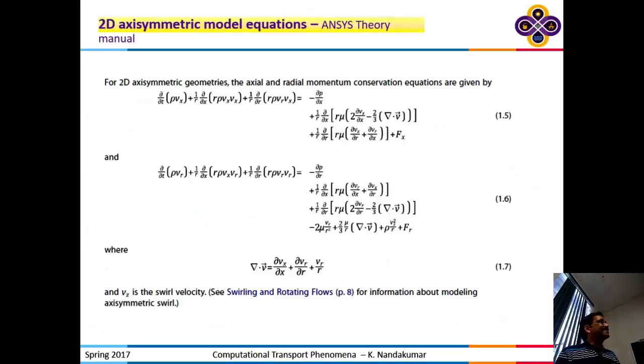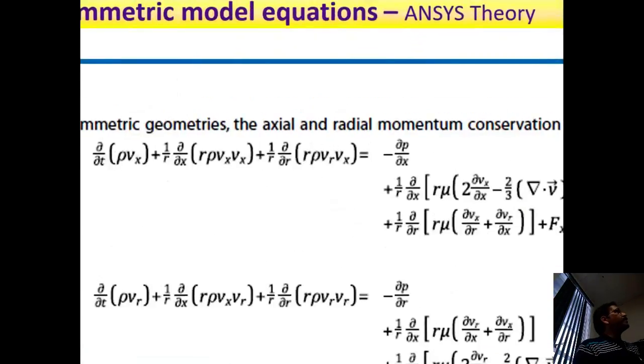Now, for 2D axisymmetric, it is the same equations in an expanded form in cylindrical coordinates. Okay? This is without swirl flow. So you have only two components, Vx and Vr. They are functions of r and x. There is no phi dependence.